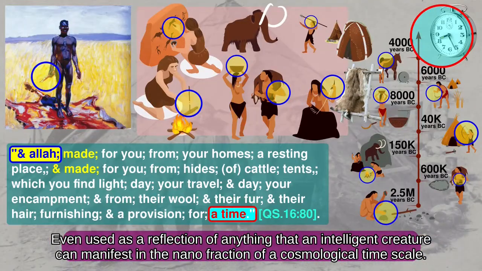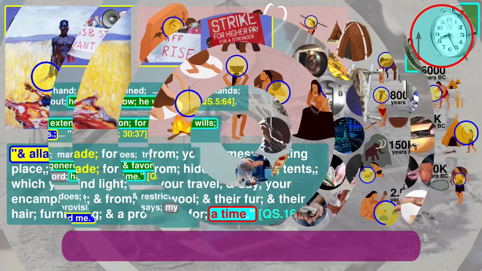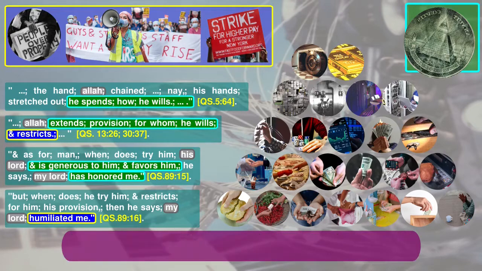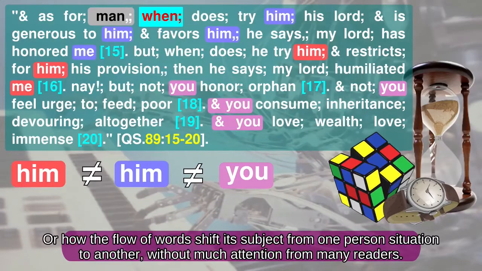Even used as a reflection of anything that an intelligent creature can manifest, in the nanofraction of a cosmological time scale. While its unexpected metaphorical mutation, by the cold hand of algorithm, might have escaped, and surprised our awareness. Or how the flow of words shift its subject from one person's situation to another, without much attention from many readers.